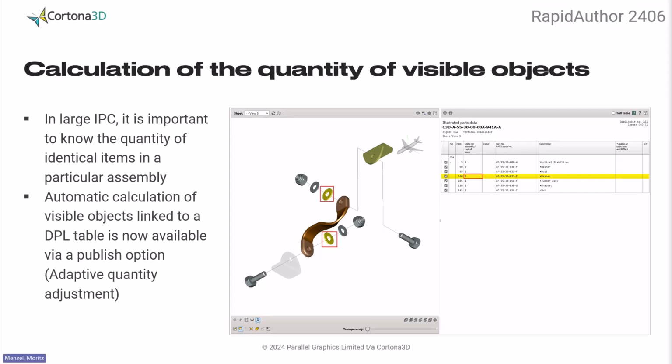When you have a large parts catalog with lots of pages and lots of identical parts used in various assemblies, it is often quite important to know how many identical objects are used in a particular assembly or subassembly. To help with this, we have created a new publish option. It automatically calculates the quantity of visible objects linked to the DPL row of a particular APC page. As you can see in the screenshot, the model shown on the left has two groups of two pretty much identical washers. And the difference is quite difficult to see for us in 3D, but the DPL table counts them correctly, highlighted in yellow here.